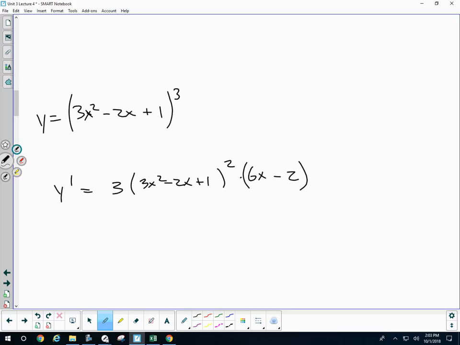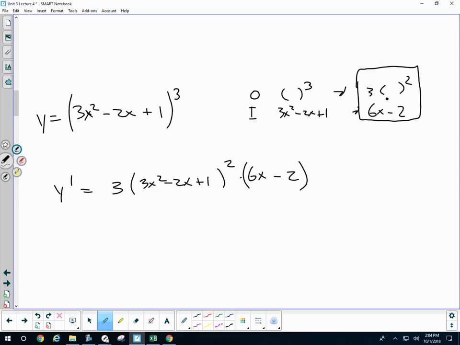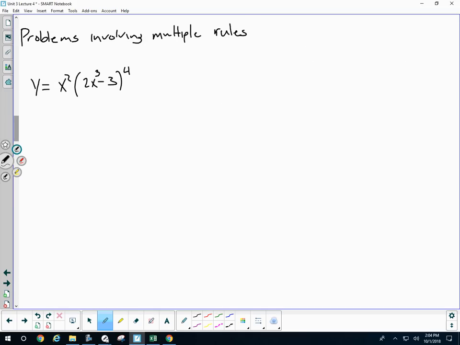Which is that. And then maybe distribute the 3 into the 6x minus 2. Okay? Where does that come from? An outside, which is the stuff cubed, an inside, which is the 3x squared minus 2x plus 1, derivative 3 stuff squared, derivative 6x minus 2. Product of decomposed functions. Let's look at this guy.